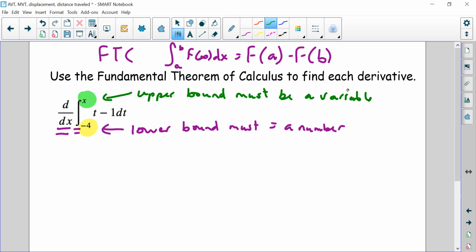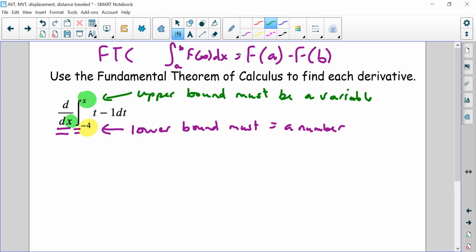This variable must be the same variable as the variable of your differentiation, not the integral. So it must be the same variable as the variable of differentiation. The upper bound must be a variable. And then technically, the function must be differentiable and continuous throughout. All the ones I'm going to give you are going to be differentiable and continuous. I'm not going to give you any that will be difficult that you can't do yet. That's also a requirement for the theorem, so that you know. When you get to upper level calculus, you might have to deal with that.